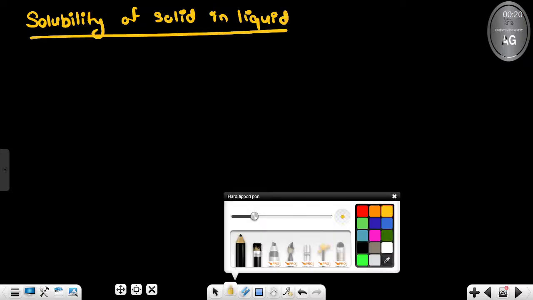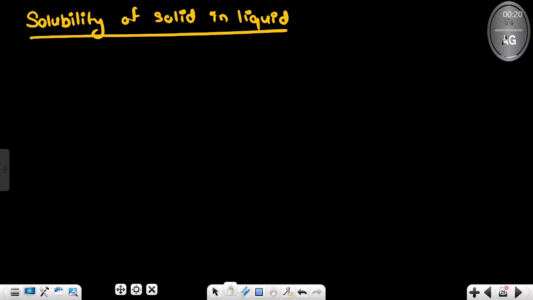First of all, tell me what is solubility? Solubility is basically how much solute you can dissolve in a solvent. How much solvent? It is 100 gram solvent or 100 ml solvent. Since it is a liquid, so it is going to be 100 ml solvent.